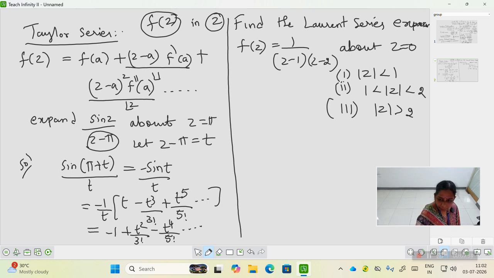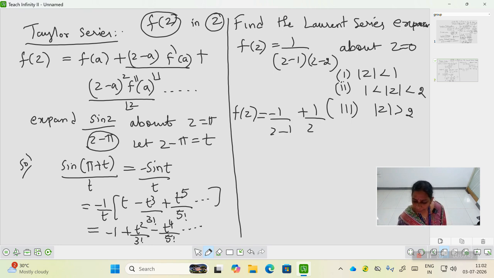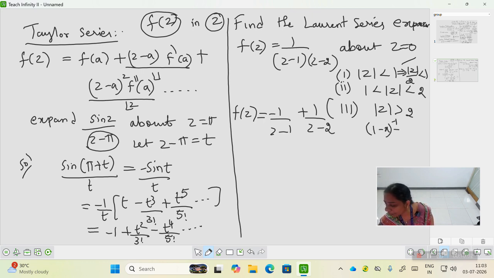Before that, let us split the function f of z using partial fractions. If you split up, you will get minus 1 by z minus 1 plus 1 by z minus 2. I'll start with the first one. So mod z less than 1, which implies mod z by 2 is also less than 1, right? So whenever this is less than 1, I can expand using binomial expansion. You all remember? 1 minus x the whole inverse is equal to 1 plus x plus x squared, etc., whenever mod x is less than 1. So the same formula I'm going to supply here, since mod z by 2 is also less than 1.